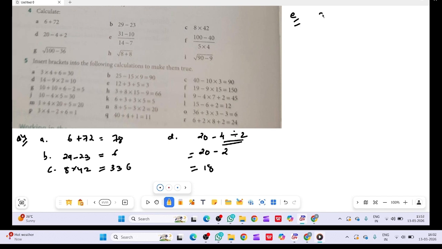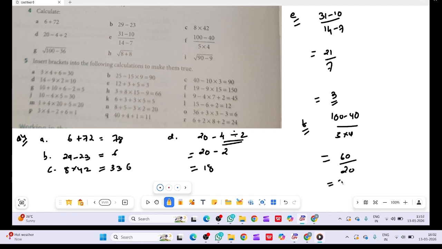So E is (31 minus 10) upon (14 minus 7). So it's nothing but 21 upon 7, so it is equal to 3. Then the F is (100 minus 40) divided by (5 into 40). So 100 minus 40 is 60 divided by 20, which is also equal to 3.